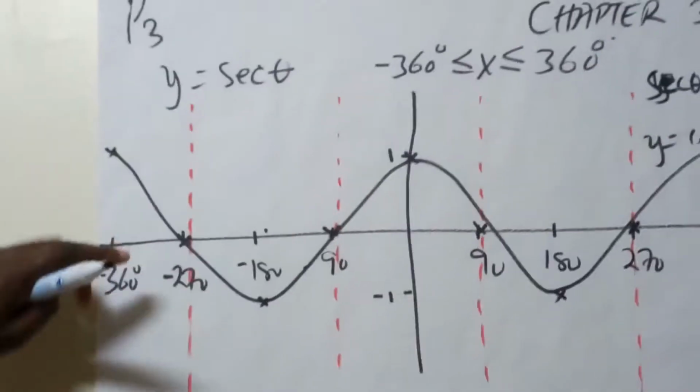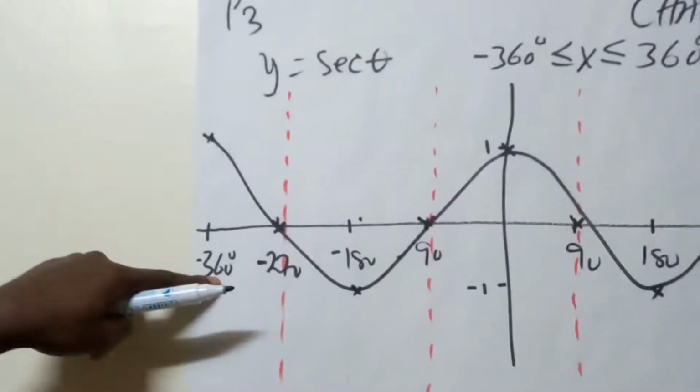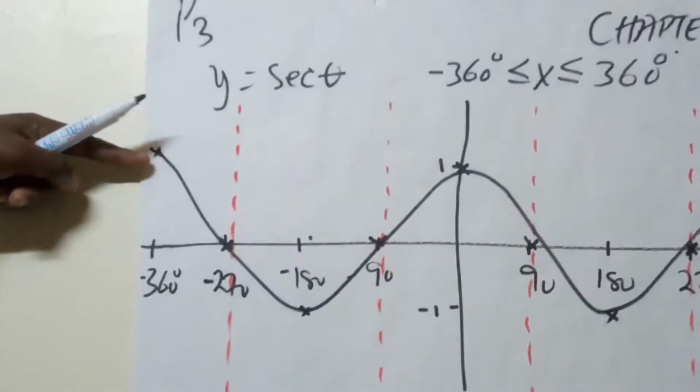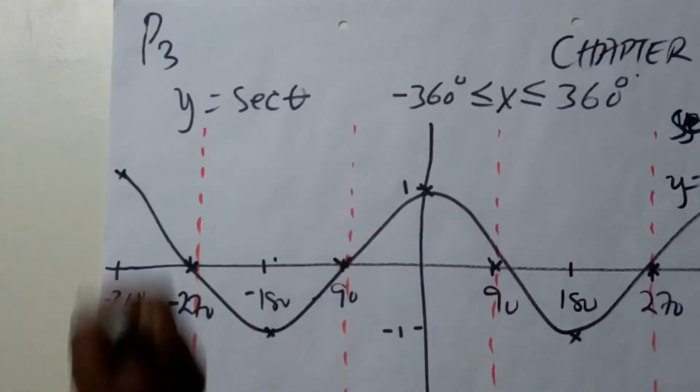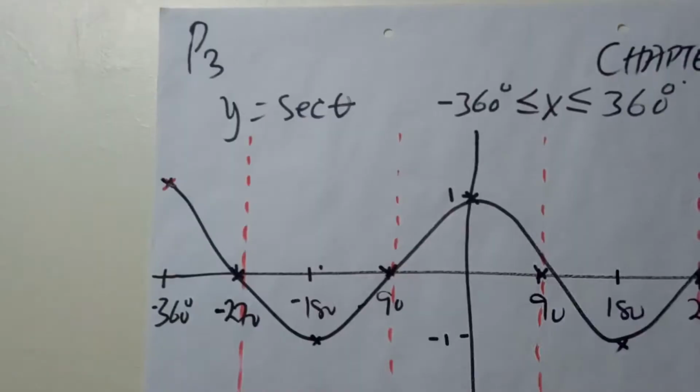Now we ask ourselves what is 1 over the cosine of negative 360. Not negative 1. The cosine of negative 360 is positive 1. What is 1 over 1? Of course 1, so it doesn't change.